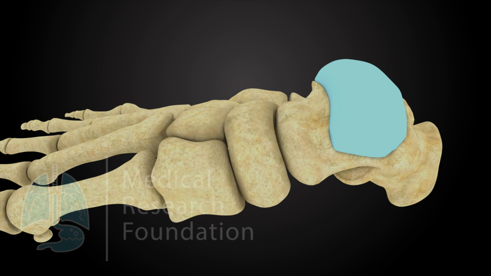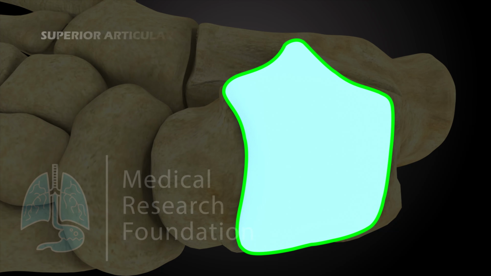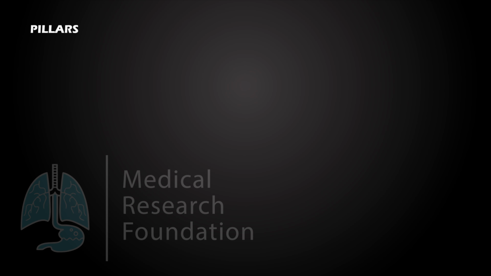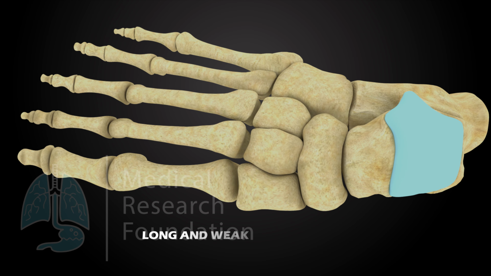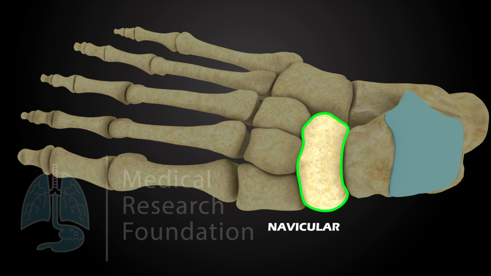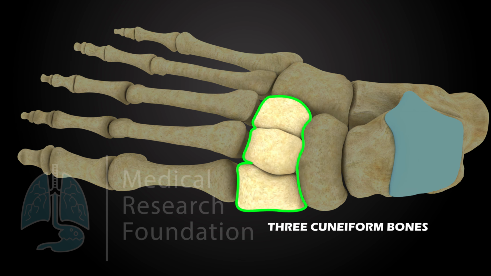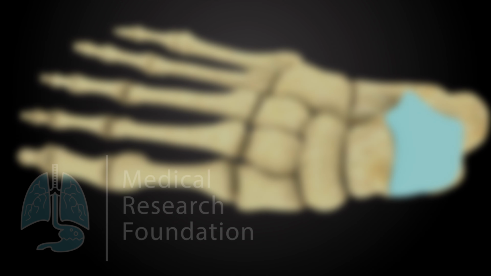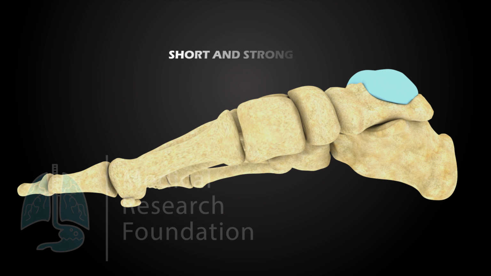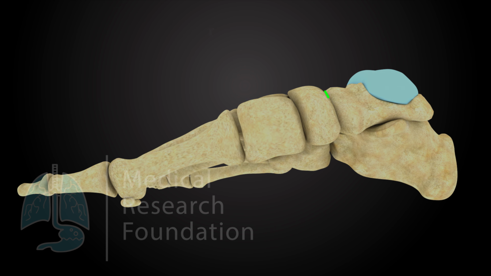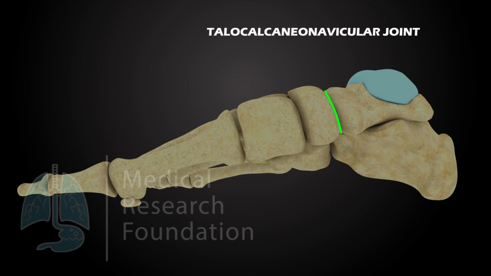Summit. The summit of the arch is formed by the superior articular surface of the body of the talus. Pillars. The anterior pillar is long and weak. It is formed by the talus, the navicular, the three cuneiform bones, and the first three metatarsal bones. The posterior pillar is short and strong. It is formed by the medial part of the calcaneum. The main joint of the arch is the calcaneo-navicular joint.